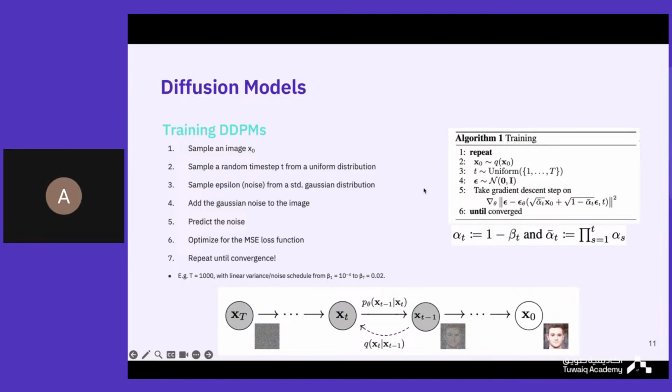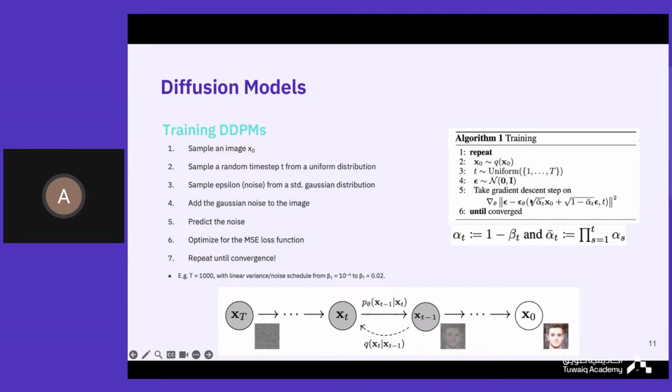Okay. Once we added the Gaussian noise to the image, we now have the noised image. We ask the neural network to predict the noise, which will be in this case epsilon theta. And then we use the mean squared error to compare with the epsilon that we added. So basically, in a nutshell, let's summarize what we are saying here. We add some random noise to the image. We know the value of that noise.